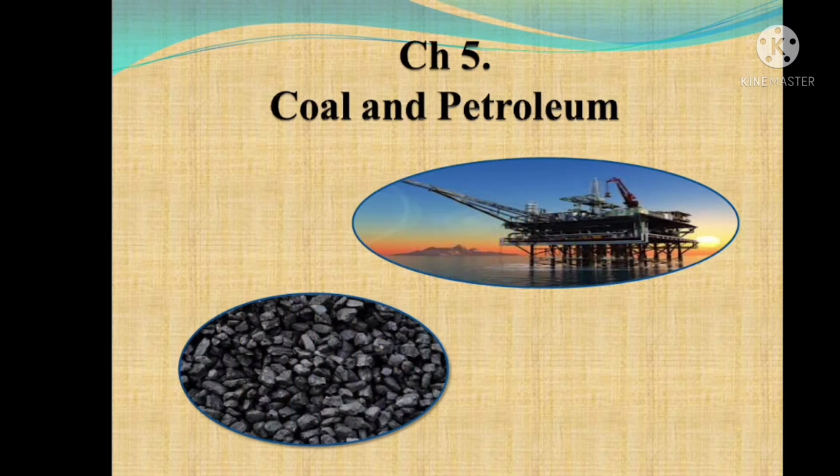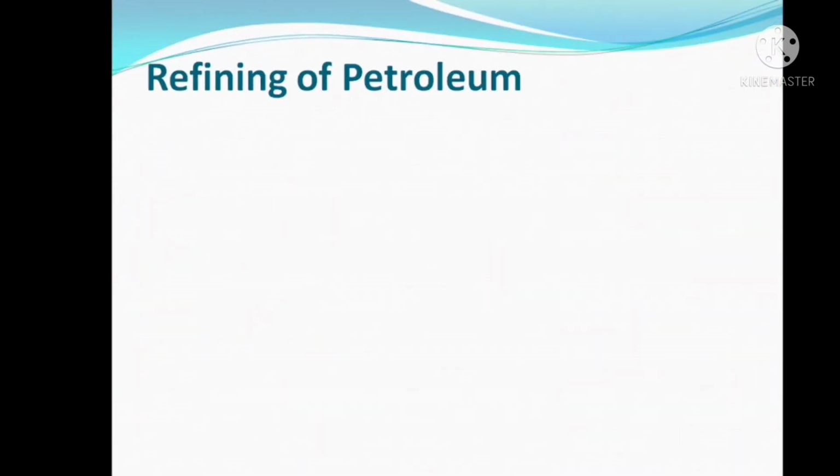Chapter 5, Coal and Petroleum. Part 2. In part 1, we saw how coal and petroleum products developed. In this part, we'll see the refining of petroleum, and how petroleum is developed and used in daily life.